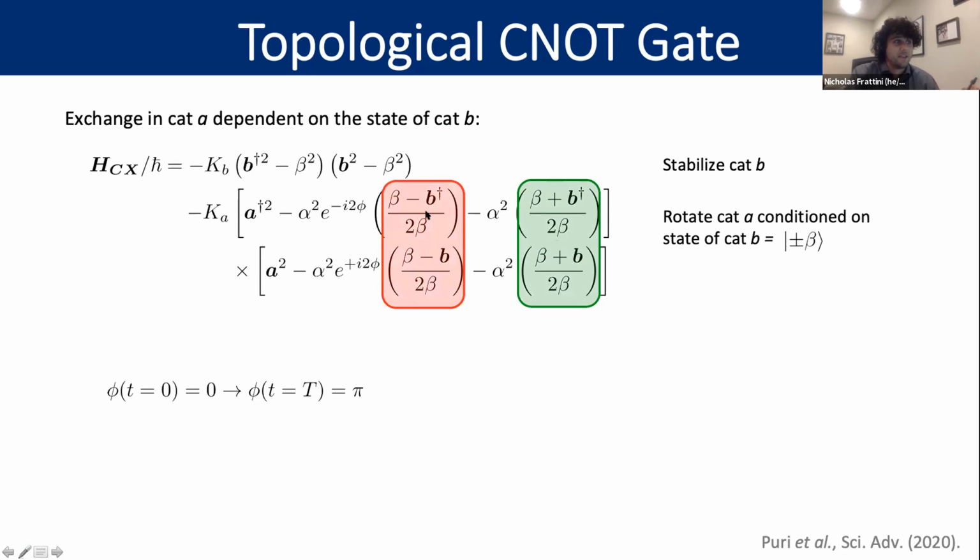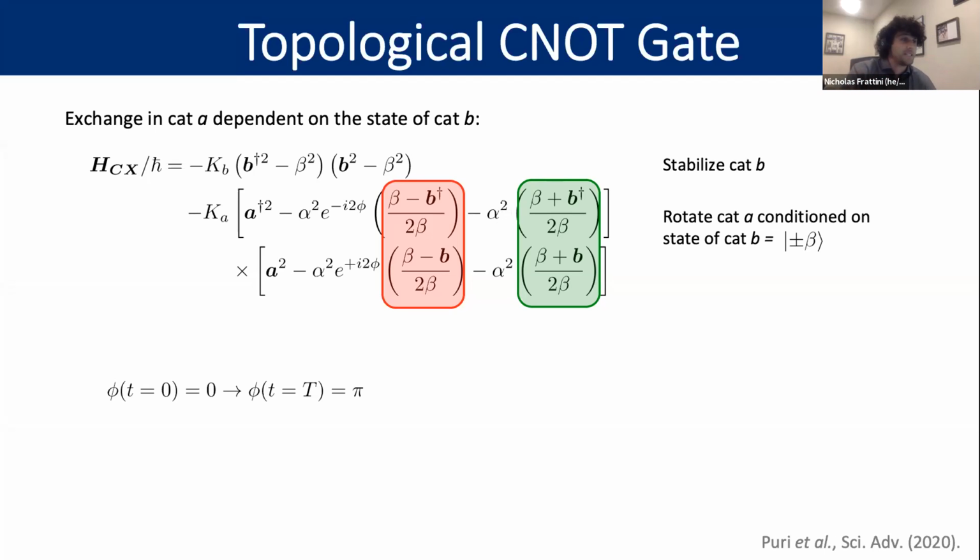And we can see that these terms that I've sort of colored will be either 1 or 0, depending on if cat B is in plus beta or minus beta. So let's say cat B is in a state in which it is minus beta, then these terms will be 0, and these terms will be 1, in which case we'll just have an alpha, which is rotating now some phase phi, which we're going to change from 0 to pi. So that will be the case where we do that rotation that I was showing you before. And if it's in the other state, then we'll just have a standard stabilization of alpha squared.